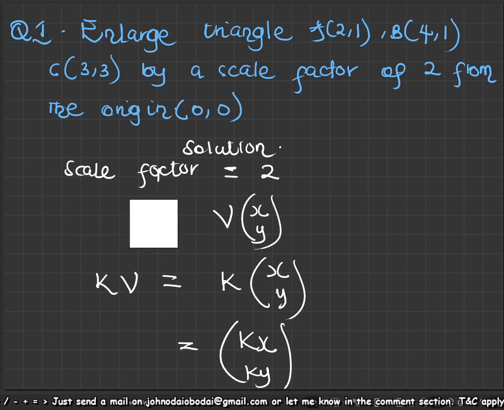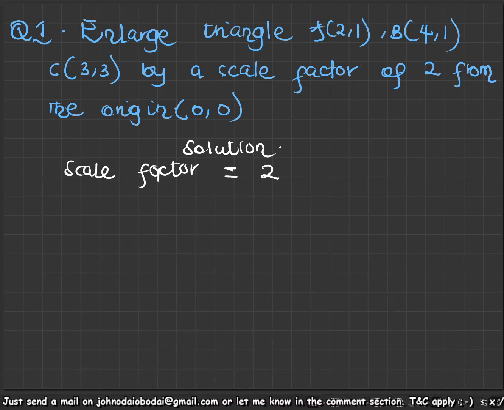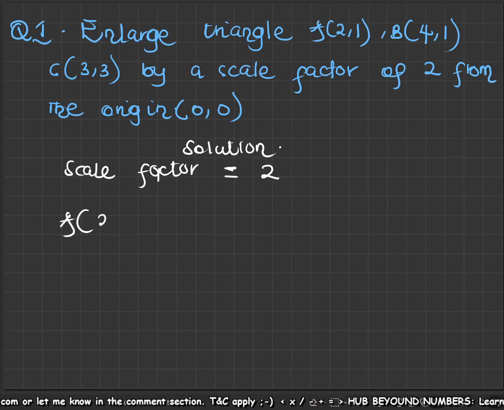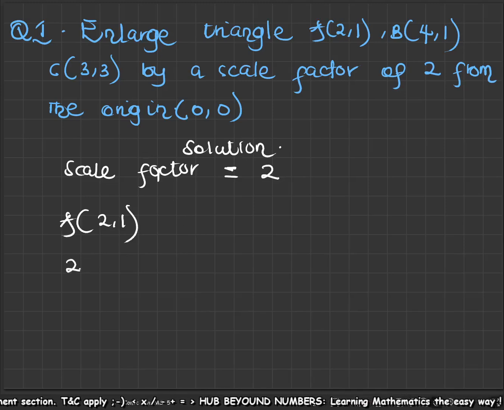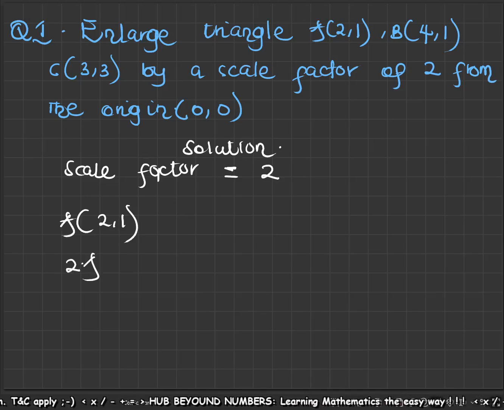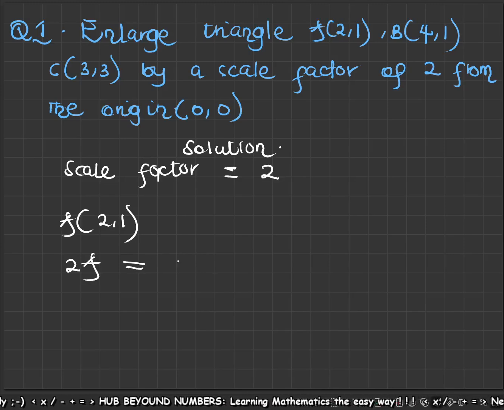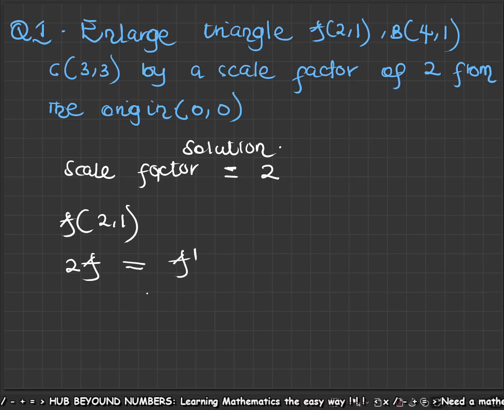So let's look at how we apply that to our question over here. As we have said, our scale factor is 2. Starting with vector A, which has coordinates (2, 1), you see. So applying our scale factor to it, our 2A, which is going to give us what? Our A prime is going to be what?